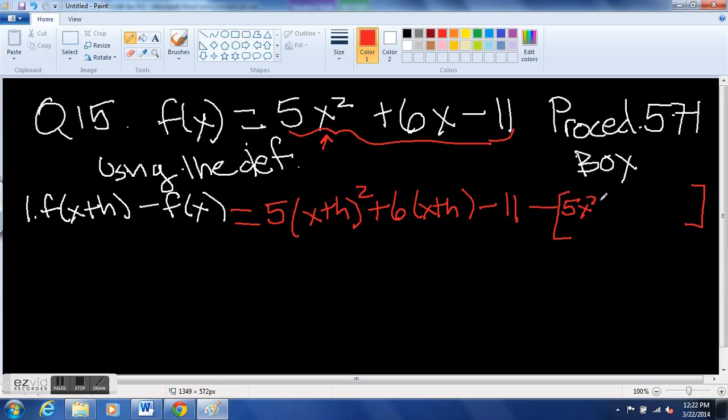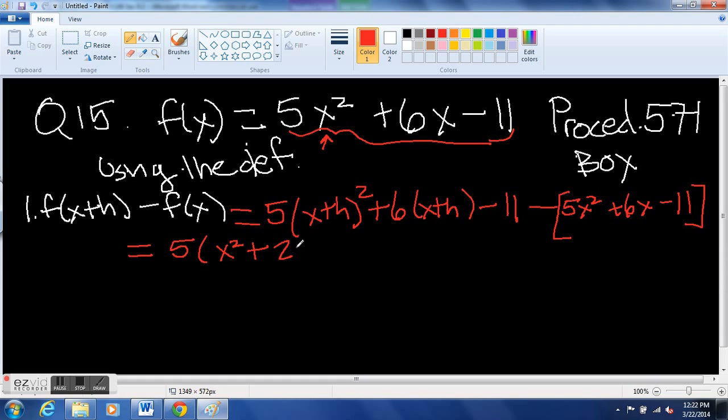Minus, and then minus f of x. Well, that part's easier because f of x is just what we're given, x squared plus 6x minus 11. This is the formal way to find the derivative using the definition. So now I expand this out.